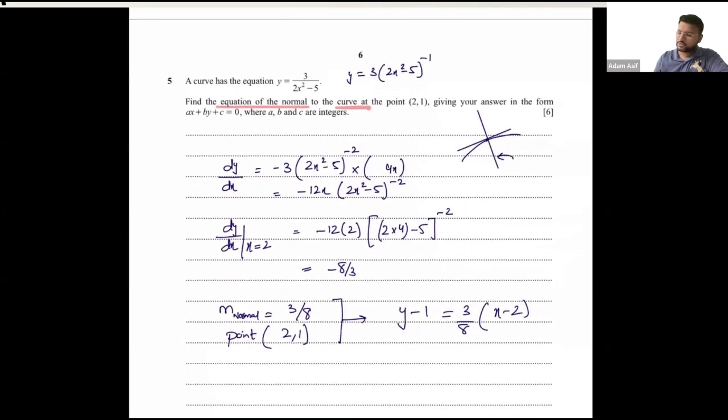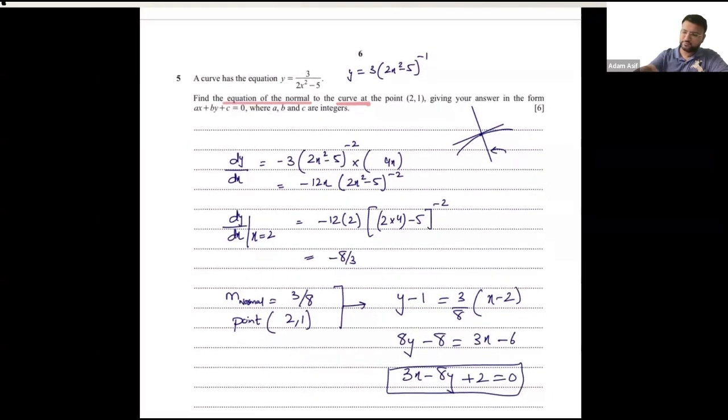But you can't leave your answer in this form because they have asked for a specific form in this question. So let's simplify this. 8y minus 8 equals 3x minus 6. 3x minus 8y plus 2 equals 0. Note down the working piece.